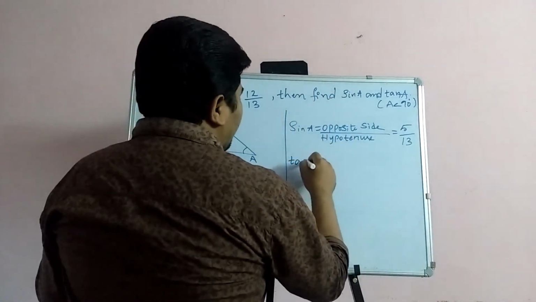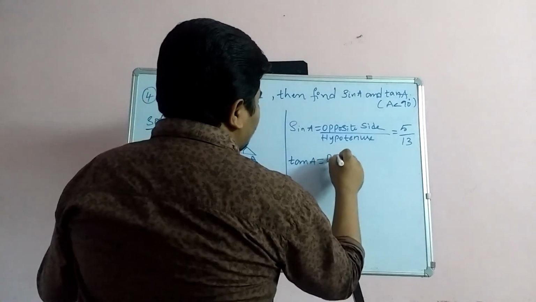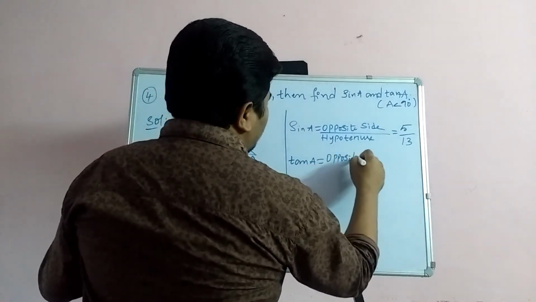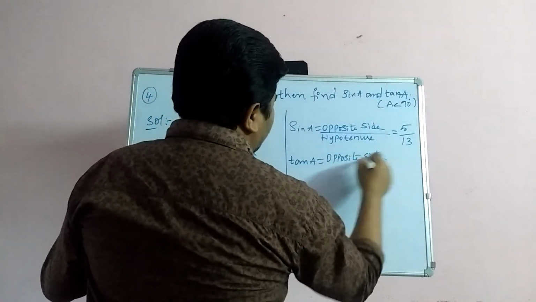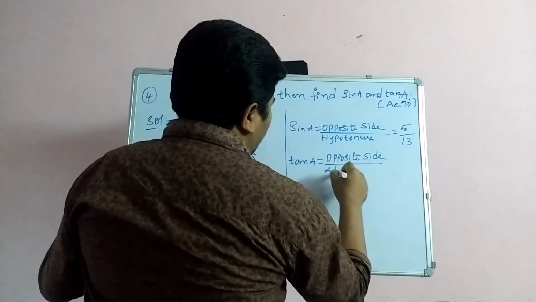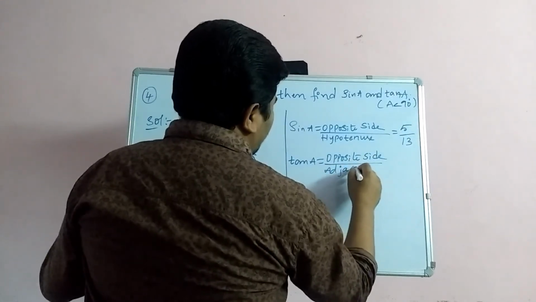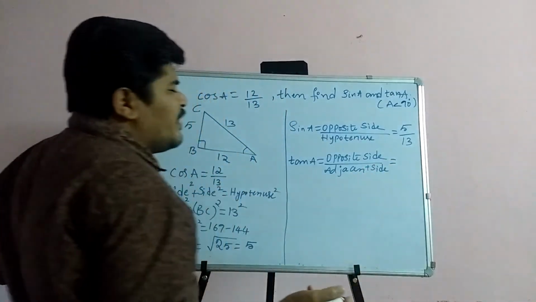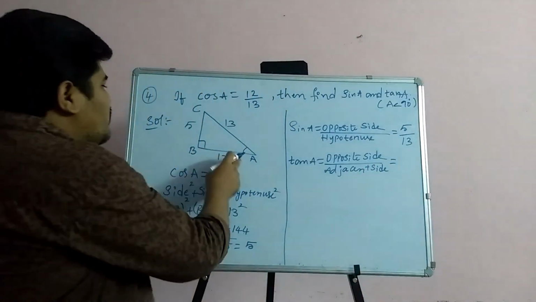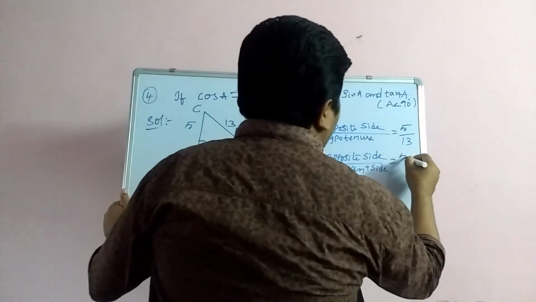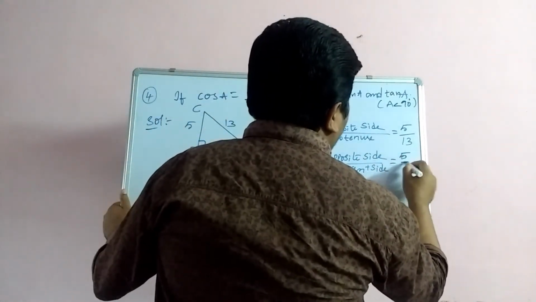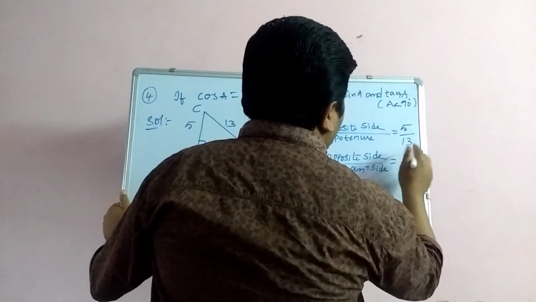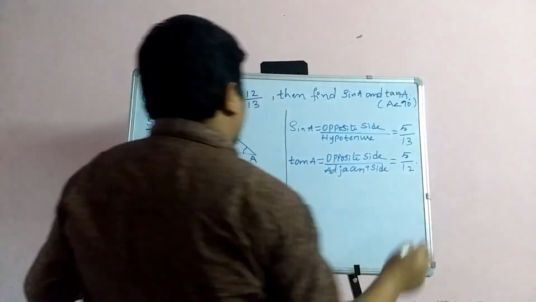So what is tan A? Opposite side by adjacent side. So both are with respect to A only. So you can also write opposite side to angle A by adjacent side to angle A. So opposite to A is 5 and adjacent to angle A is 12. So 5 by 12. Okay. So children, in this way we need to solve this problem.